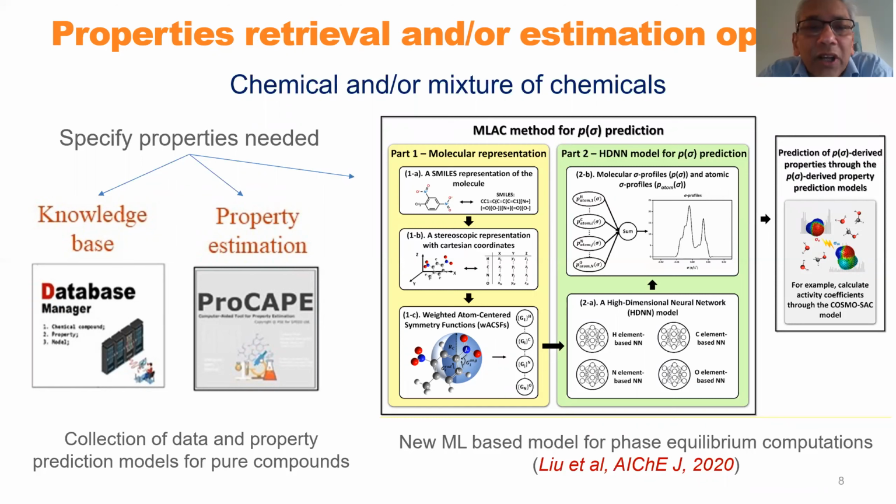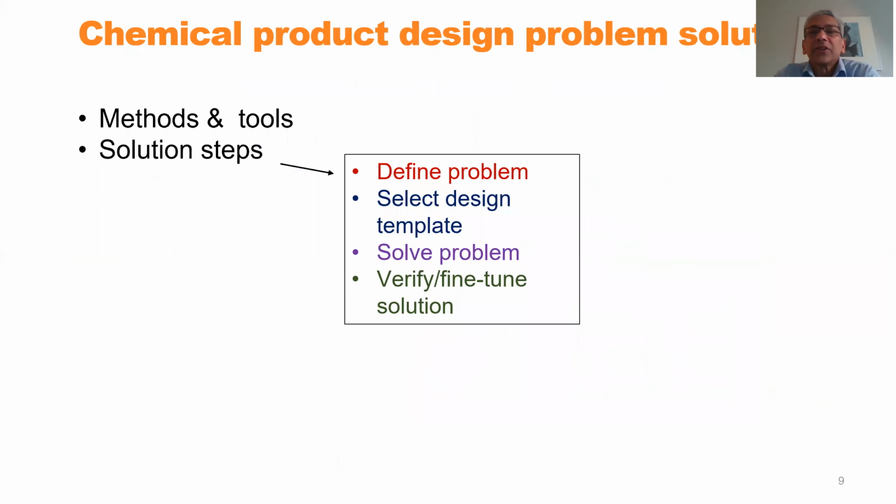So when we want to calculate properties of a compound, we go to the knowledge base for database retrieval of property. For pure compound property, we go to ProCAP, which also has mixture properties, and an option for mixture property is shown. If we use the option that I'm showing on the right-hand side, we will need a different kind of solution approach because the model is very time-consuming, whereas the other ones are simple. So let's look at the steps for solving the problem.